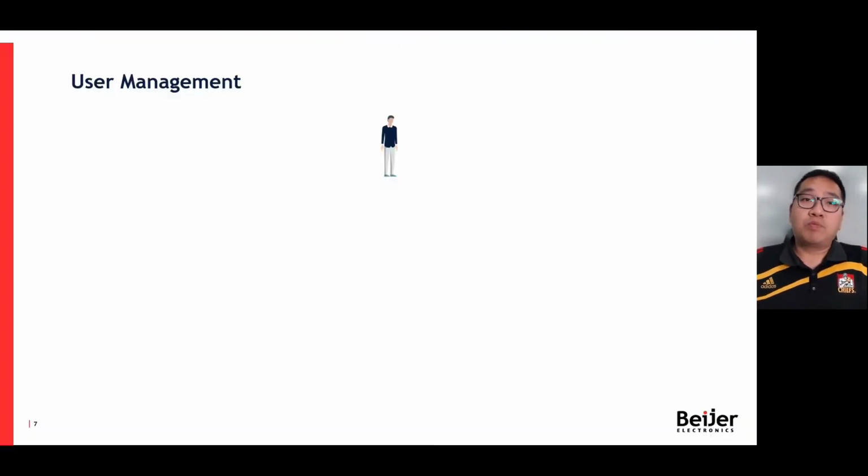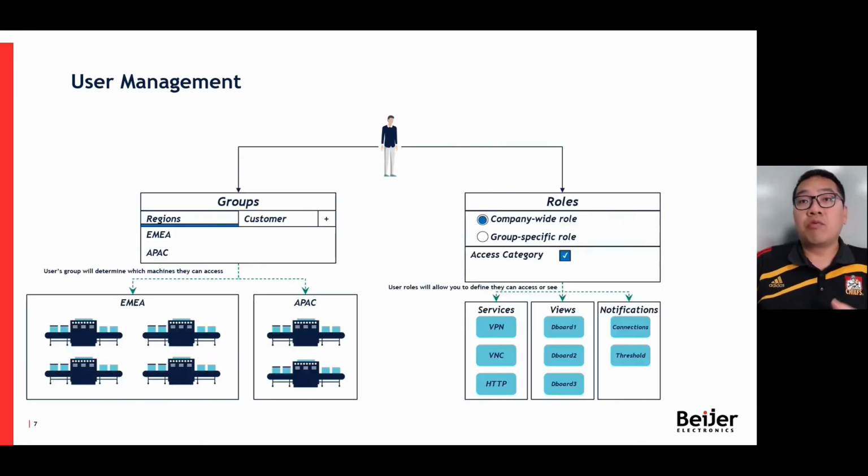So the user management structure. The user management actually breaks into two different sides. We have the groups, and then we have the roles as well. Whenever you create a new user, you need to select whether it's a company-wide user or a group-wide user. Having a company-wide user or a group-wide user will determine what devices you have access to. If you are a company-wide role, you will have access to all devices within your company, within the CloudVPN company, of course. And if you have a group-specific role, depending on the machines that you have grouped, you only have access to that specific group.